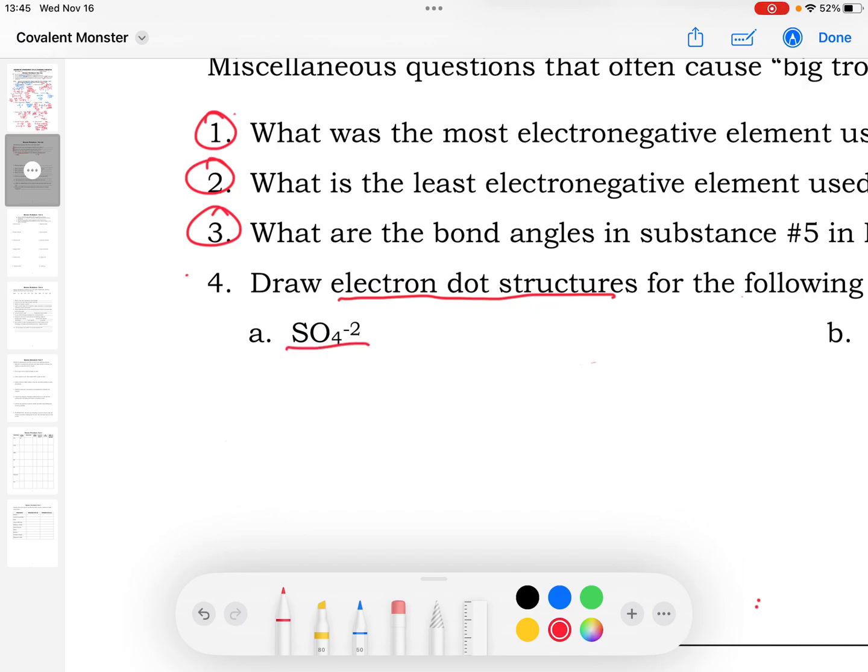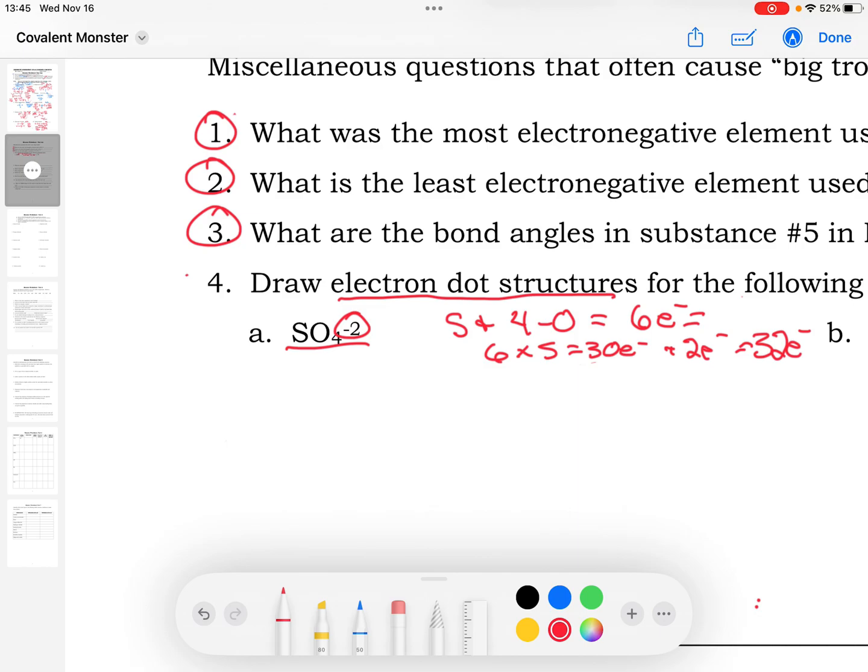Sulfate is a polyatomic ion. My S and my 4 O's each have 6 electrons. So if I take 6 times 5, I get 30 electrons. And there's 2 extra electrons from the charge, which means I have a total of 32 electrons. That's how many I have.